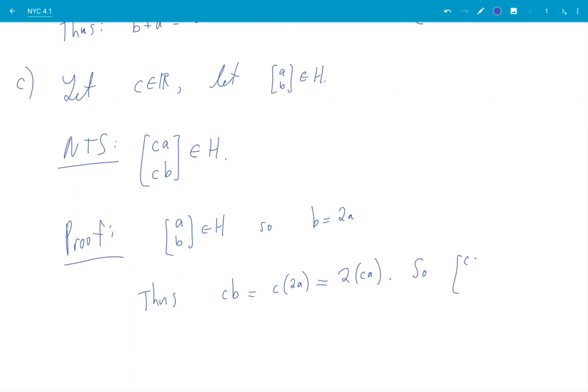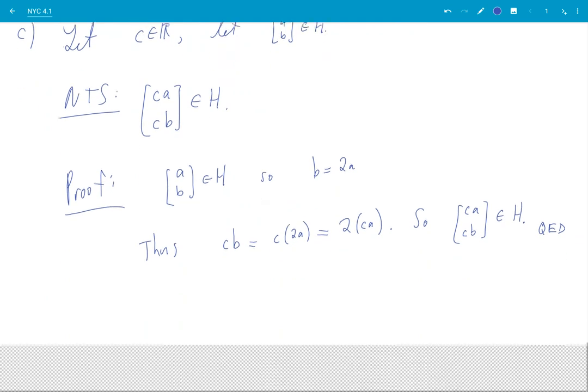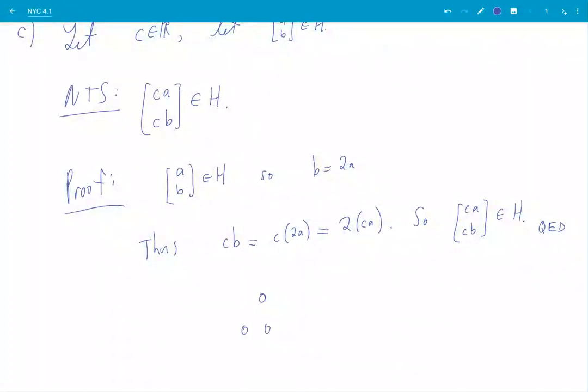So this item up here is in H. How do I know it's in H? Because I've proven right here that the second component is twice the first component. Okay, so I've proven A, B, and C. Therefore, H is a subspace of V.